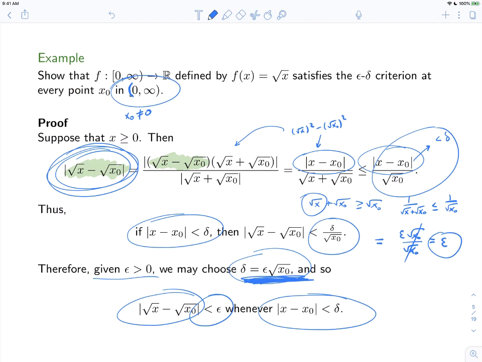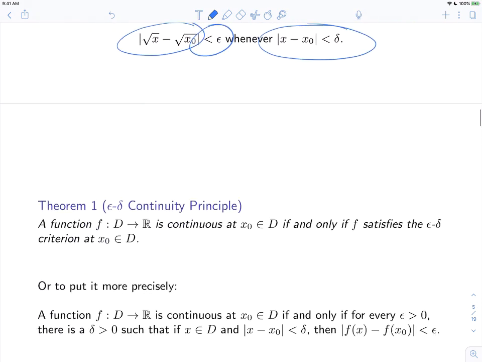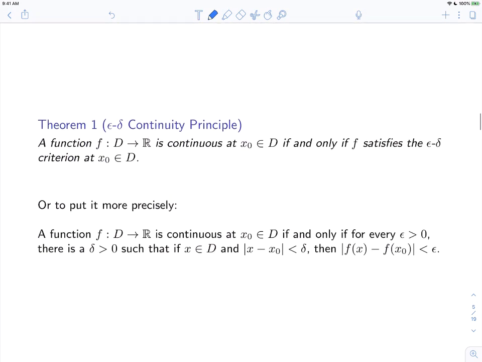So what happens next? What does this mean? We know that f satisfies the epsilon delta criterion at x0, so what good is that to us? That leads us to this theorem, the epsilon delta continuity principle. A function f from D to R is continuous at a point x0 if and only if f satisfies the epsilon delta criterion at x0.